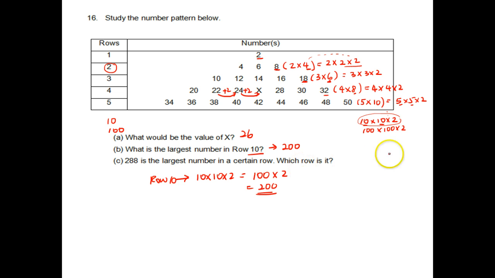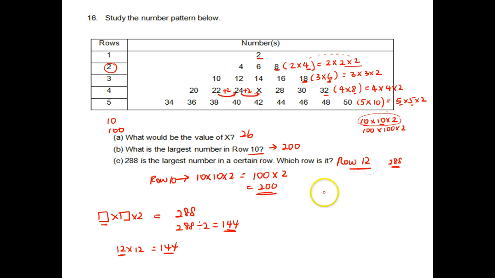288 is the largest number in a certain row. So the last digit is 288. Can I work backwards? Yes. So 288, I must divide by 2, because which row equals 288? So let's now work backwards. First, I want to find the row. So I take 288, divide by 2, which is 144. How many times how many give me 144? 12 times 12 is 144. So I know it's row 12.